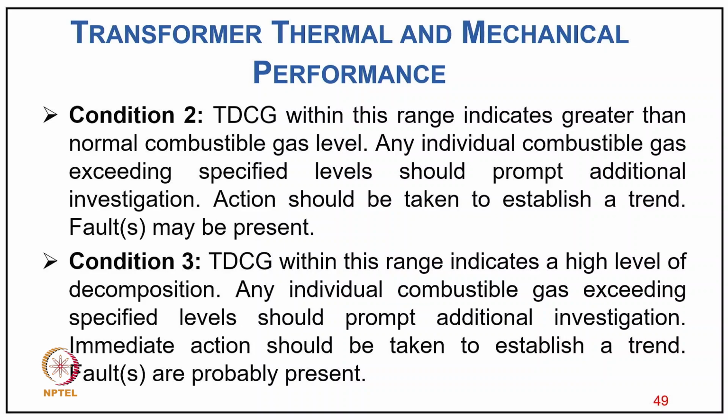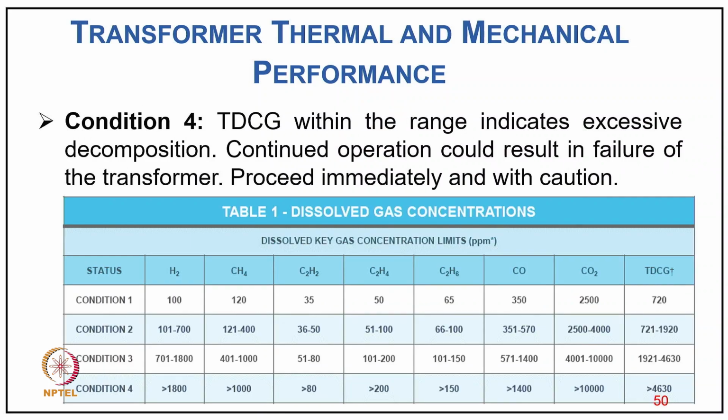And condition 3, TDCG within the range indicates a high level of decomposition, and any individual combustible gas exceeding specified levels should prompt additional investigation, and immediate action should be taken to establish a trend, and faults are probably present. So coming to condition 4, TDCG within the range indicates excessive decomposition, and continued operation could result in a failure of the transformer. So we should proceed immediately and with caution.